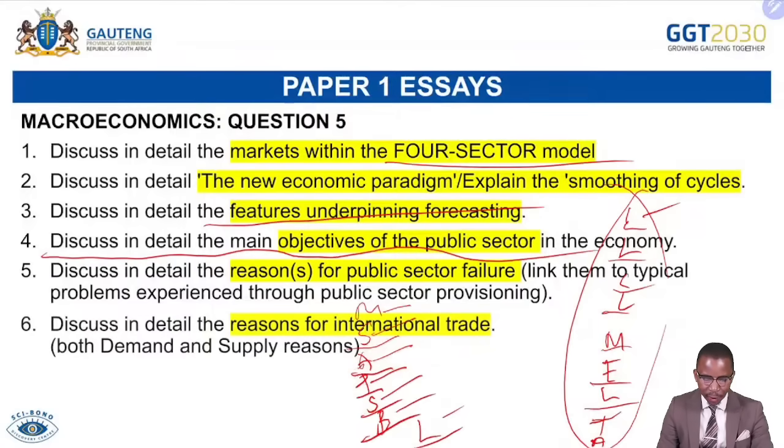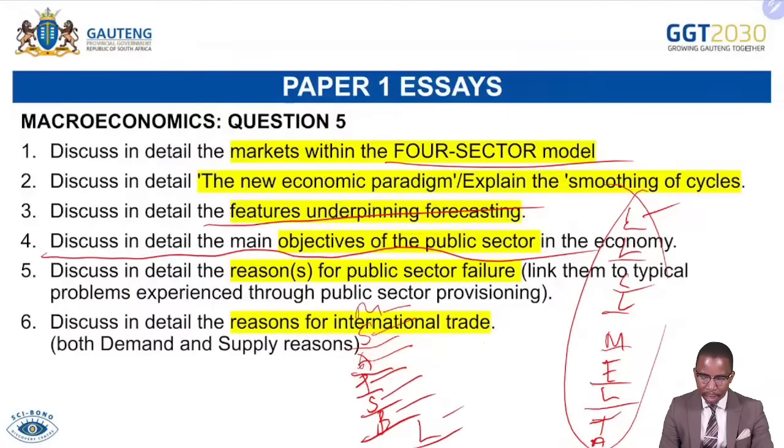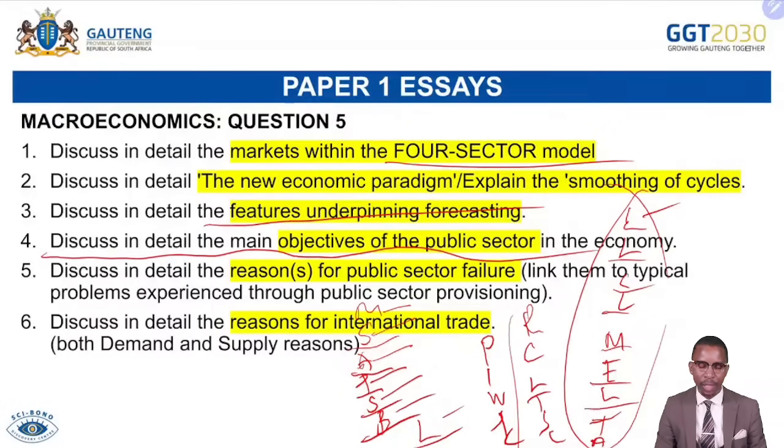Discuss in detail the reasons for foreign trade, both demand and supply. So remember you mind the gap, where we say for the demand reasons, people in Witbank prefer coffee. For supply reasons, we say rich countries like to send chocolate. How do you go through this?